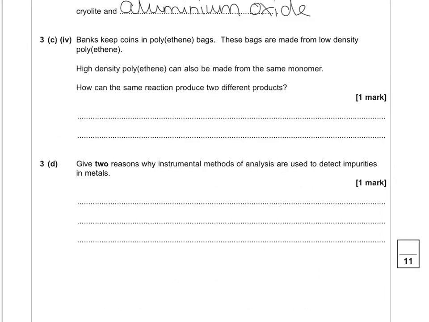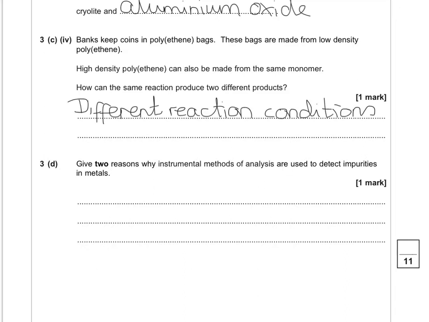Question 3C4. Banks keep coins in polyethylene bags. These bags are made from low-density polyethylene. High-density polyethylene can also be made from the same monomer. How can the same reaction produce 2 different products? Now for this one, there's a few different answers you can give. You could say that there are different reaction conditions, there's a different catalyst, there's a different pressure, there's a different temperature, or there's a different concentration. Writing any one of those things down would get you the mark for this question.